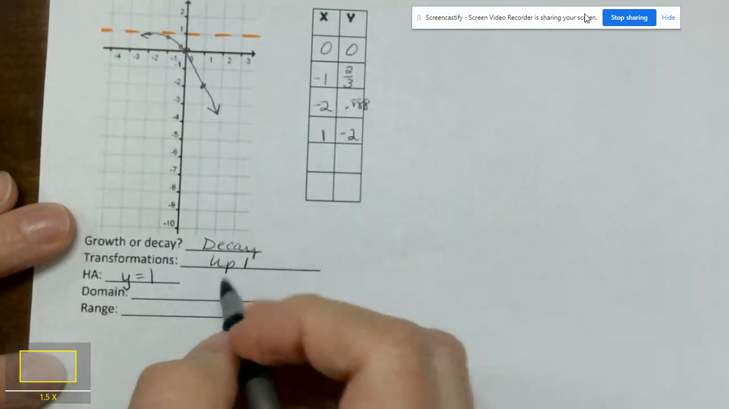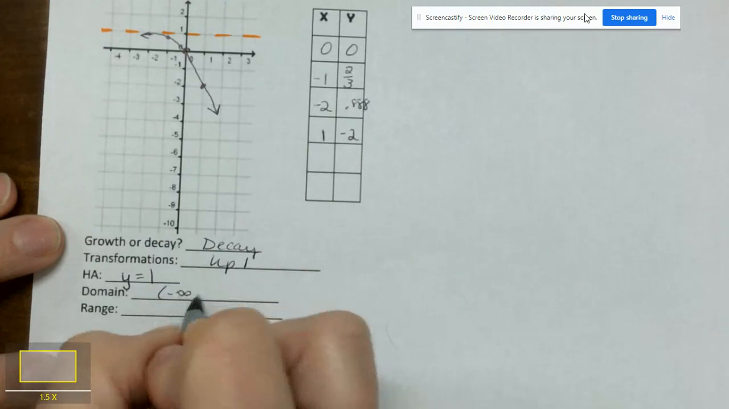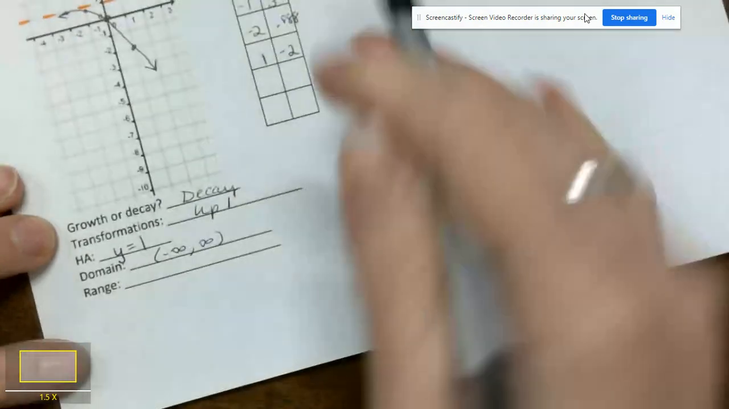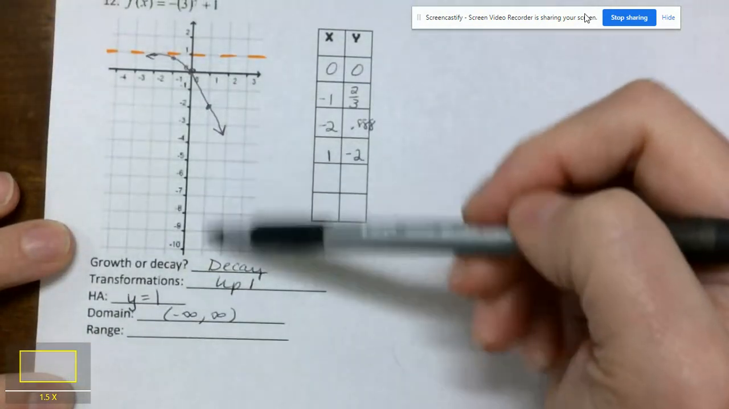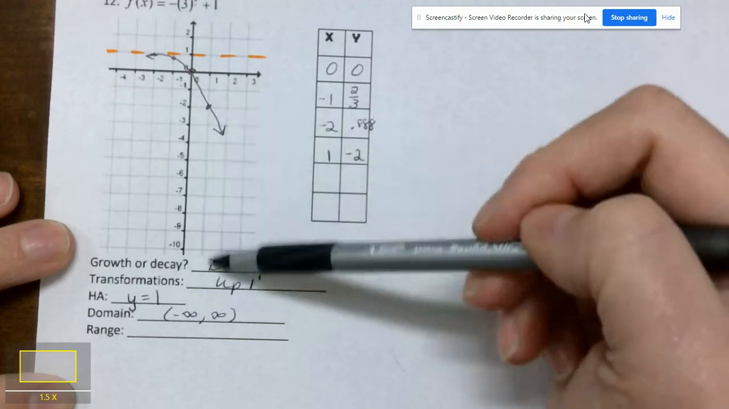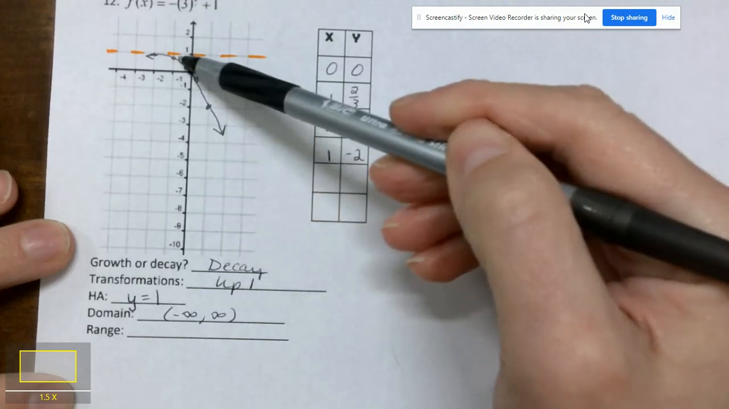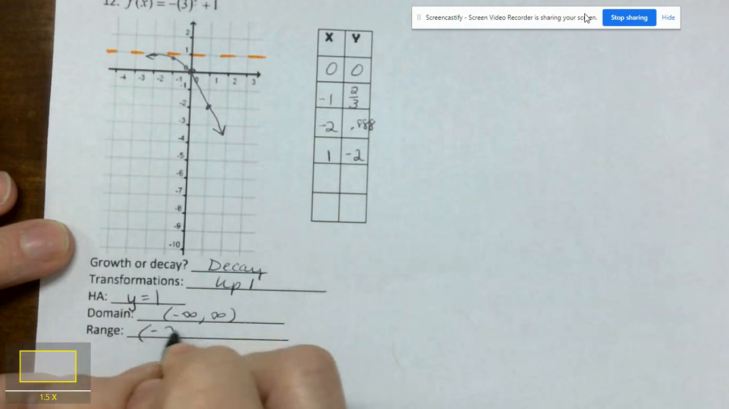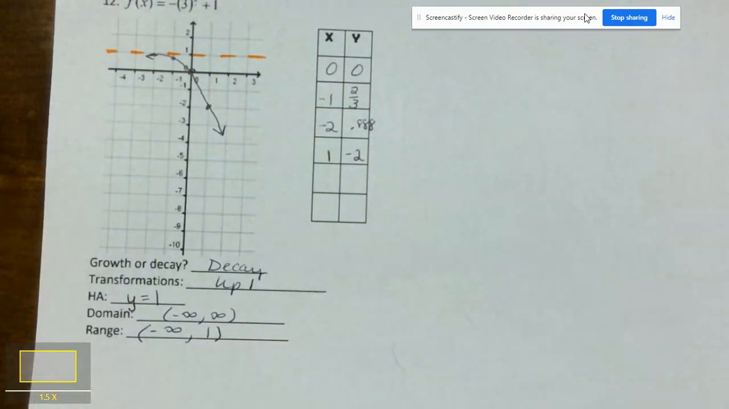Our domain here is going to be -infinity to +infinity, and our range, since this continues down, is going to come up from -infinity, and it's going to approach that line 1. So we're going to have -infinity to 1. Okay, I just wanted to introduce these transformations to you and let you see what they look like when you move these things around on the coordinate plane. As always, if you have any questions, let me know.